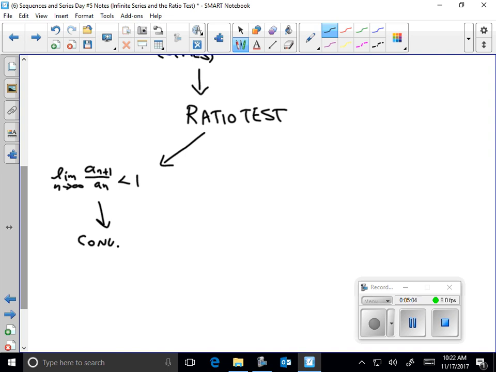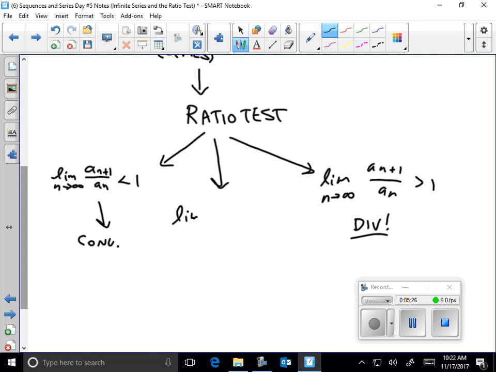If the limit of that ratio of the n plus 1 term over the nth term is greater than 1, what do you think is going to happen? Divergent. So at this point, we'd be done. And if the ratio test shows us that the limit as n goes to infinity of the n plus 1 term over the nth term equals 1, we don't know. It's inconclusive.